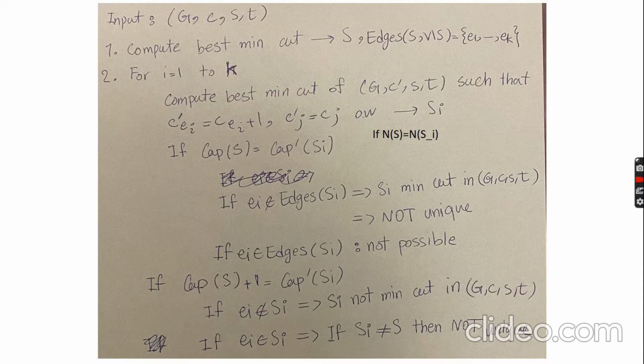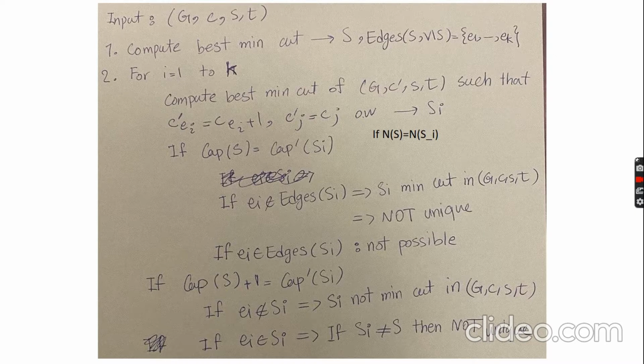So if you consider that one edge and find a new best min cut in the new graph, then if the capacity of the new one and the previous one are the same, that would mean that this edge is not in that one. And so the capacities are the same and the number of edges are the same, so that would mean that we have found a different best min cut. So it's not unique. Now, we will go into more detail.